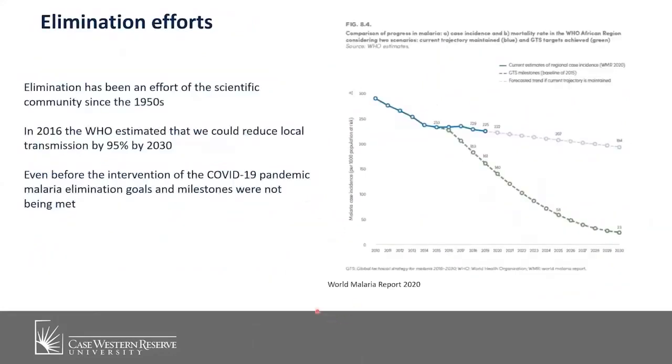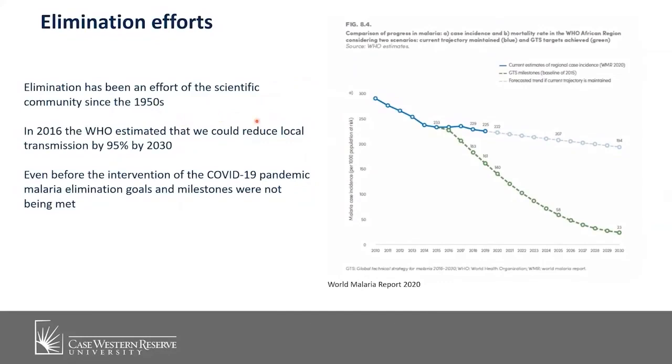So let's talk a little bit about elimination. Now, elimination has been a really big goal of the field since the 1950s. A really big thing that highlights this is actually the start of the CDC in the US, the Center for Disease Control, which was actually brought about because we wanted to eliminate malaria here. And since then, it has been a global effort to eliminate it everywhere.